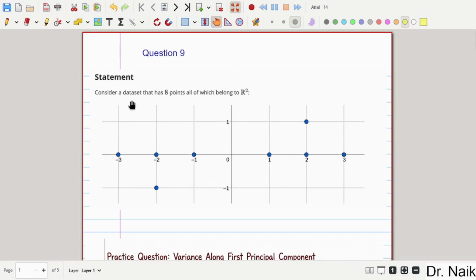So consider a data set that has 8 points, all of which belong to R2. 8 points means we have 8 samples and R2 means 2 dimensions. The coordinates of the points are (-3, 0), (-2, 0), (-1, 0), (-2, -1), (1, 0), (2, 0), (3, 0) and (2, 1). So these are the coordinates of our 8 points.